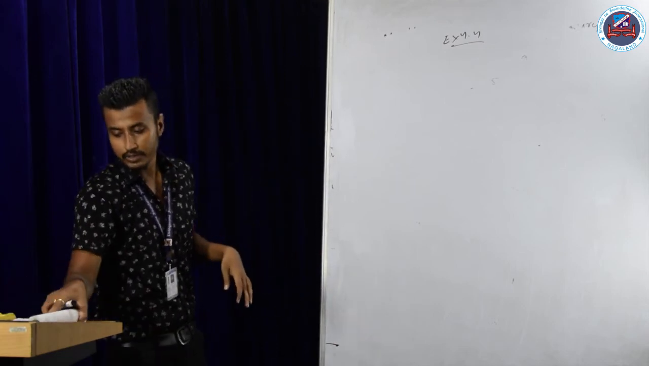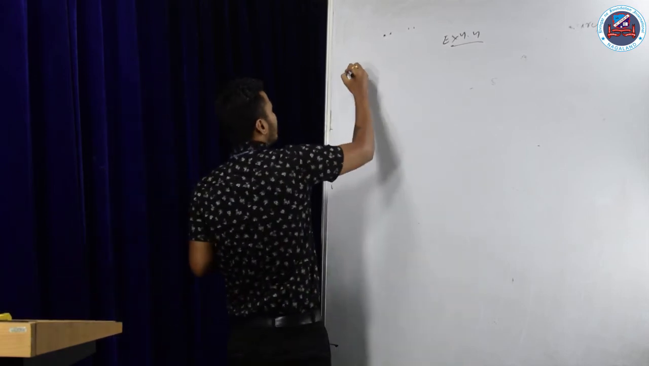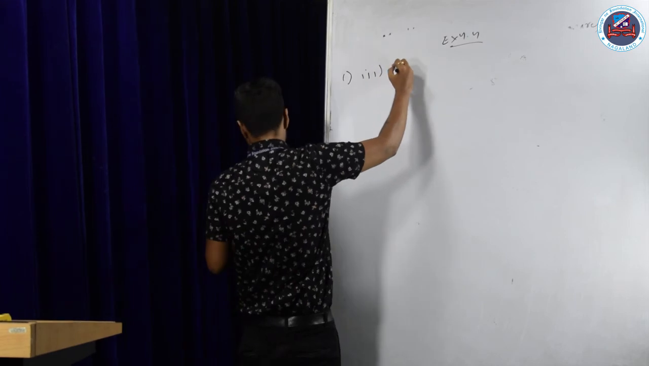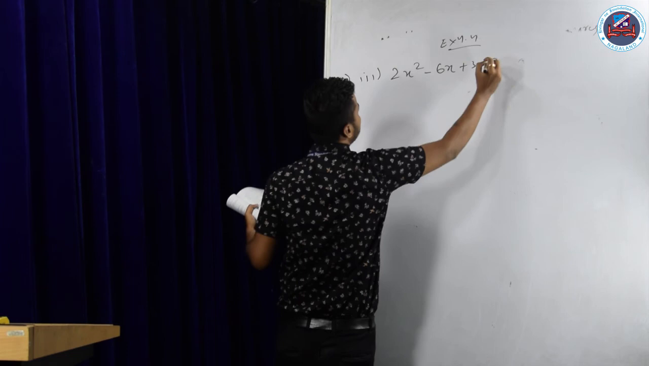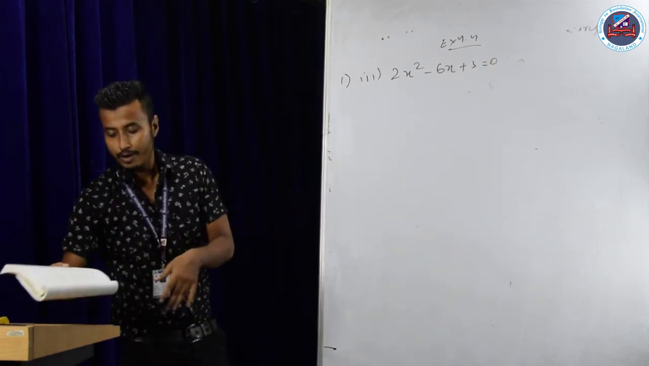Question number 1 part 3. What is the question? The question says 2x square minus 6x plus 3 equals 0. Okay, how to proceed now?